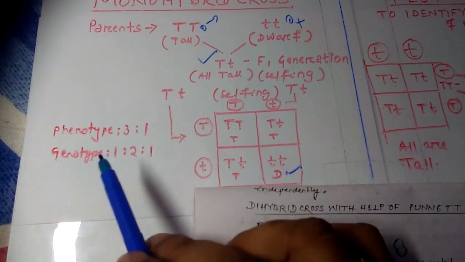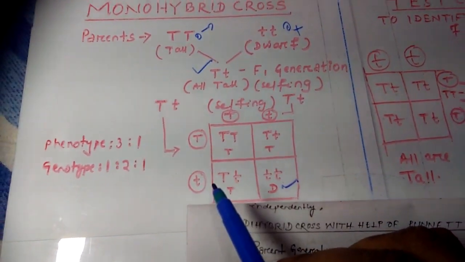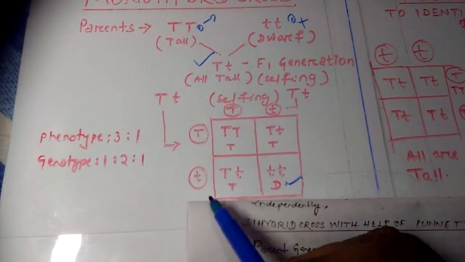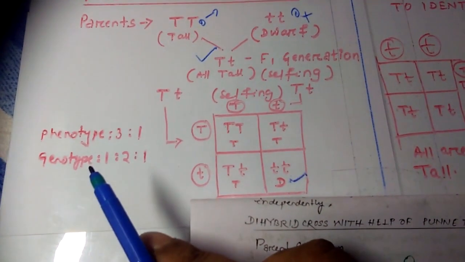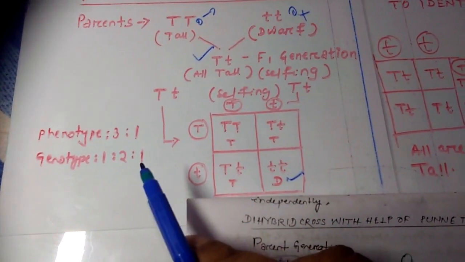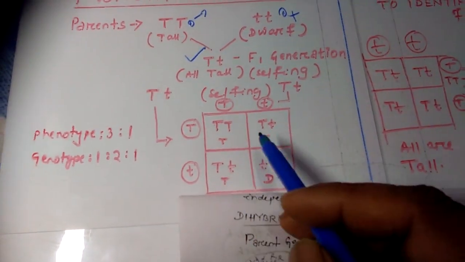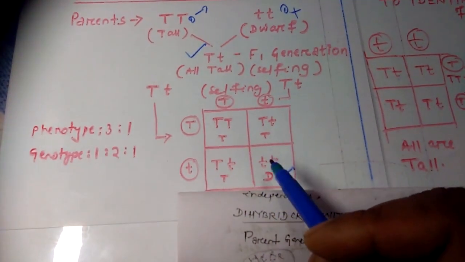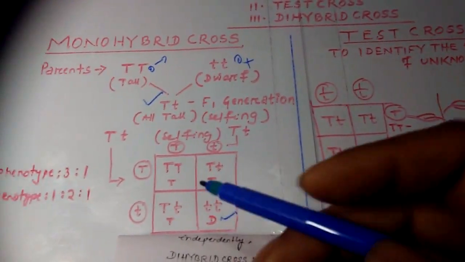Okay, so now the phenotype is 3:1. Phenotype means the morphology, how it looks. It will be a tall plant of around 2 meters, and the genotype will be 1:2:1. So 1 will be homozygous tall, 2 are heterozygous tall, capital T small t, and this is your homozygous dwarf. So by the help of the Punnett square we are doing this.